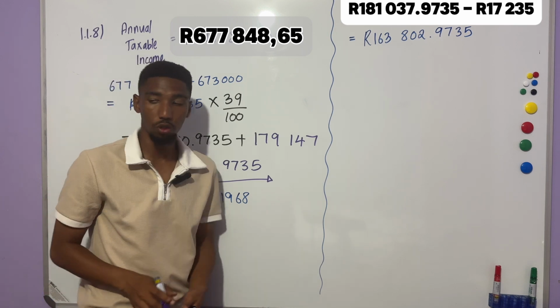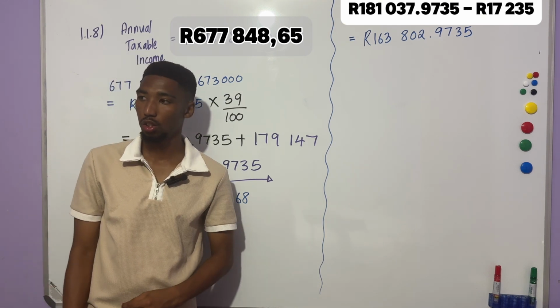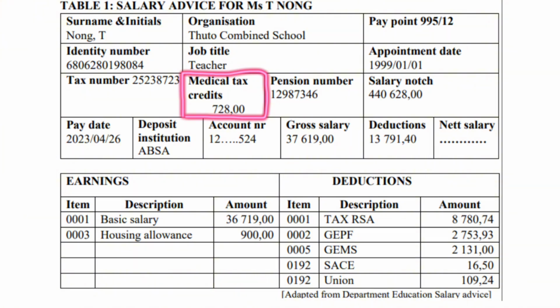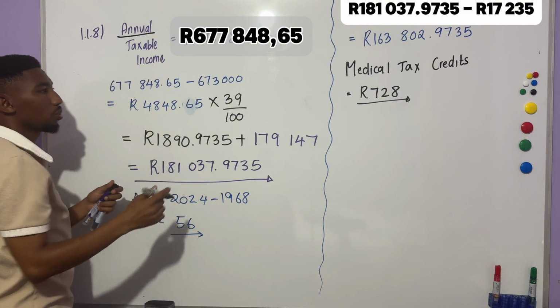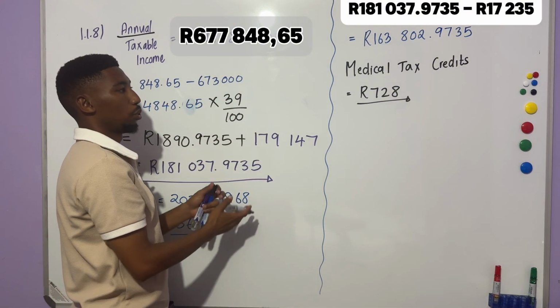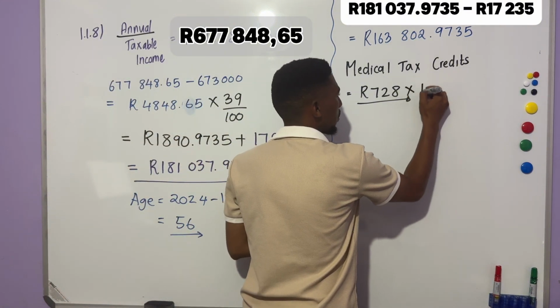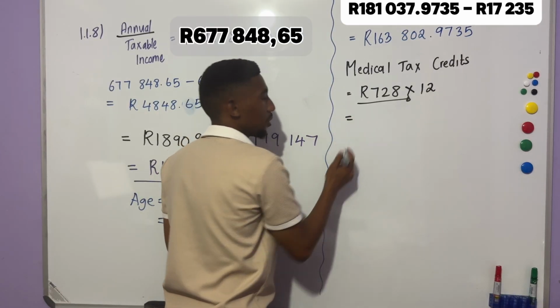Now it's important, if we look back at the salary advice, we do see medical tax credits. That is very, very important. The medical tax credits is 728 Rand. Now we always know that the medical tax credits are monthly. So all these calculations are annually, right? They are all annually, so we need to be on the same board, so we need to multiply this by 12, and we get 8,736 Rand.